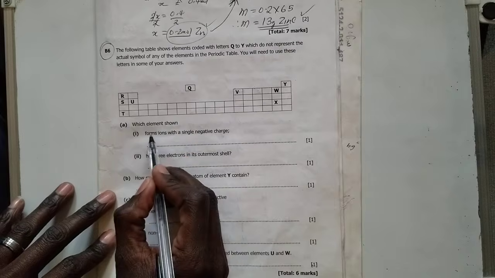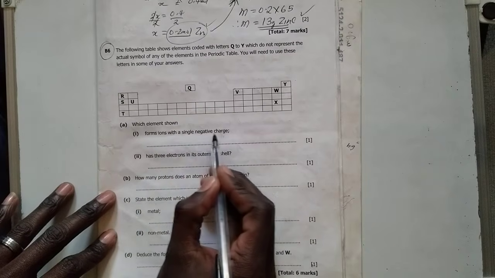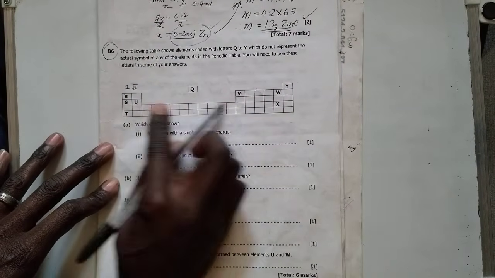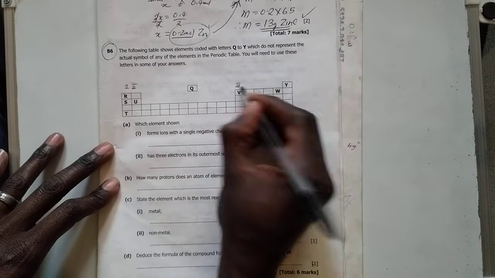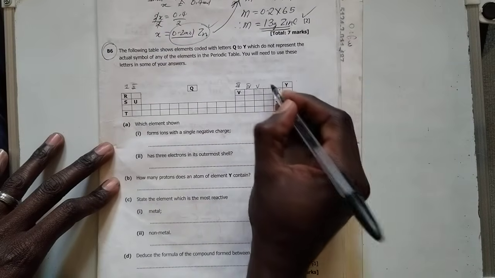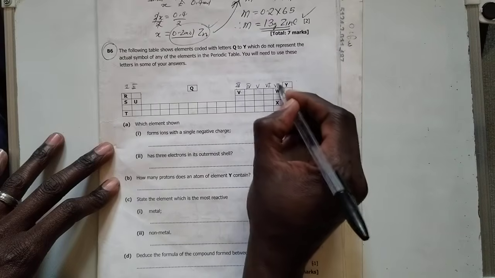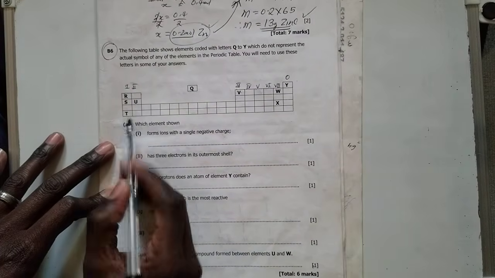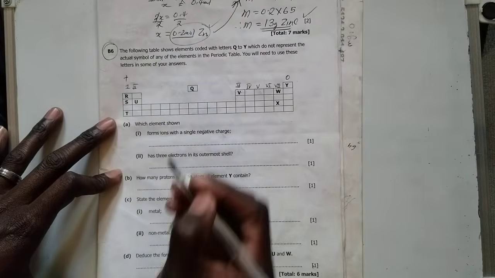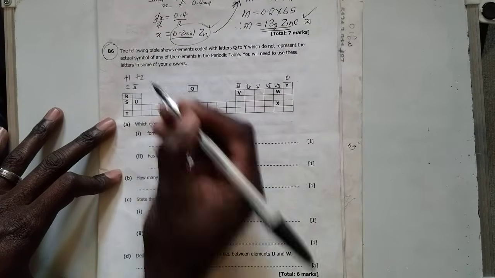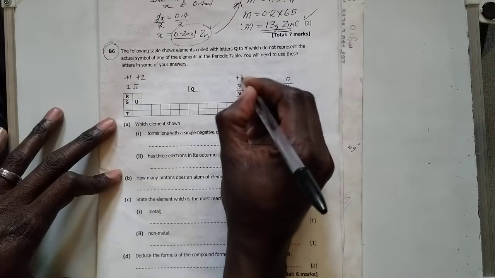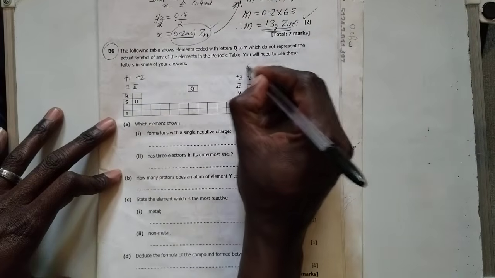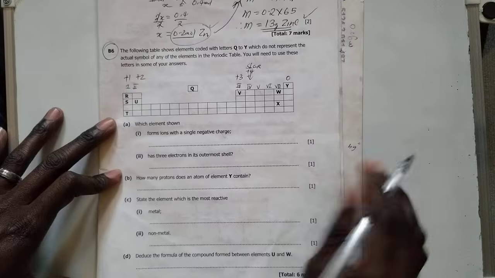It says which element shown forms ions with a single negative charge. Now one thing that you need to remember, this is group 1, group 2, this is representing transition elements, this is group 3, this is group 4, this is 5, 6, and that is representing group 7 and group 0 or 18. For those elements found in group 1, they have a valence of 1 and hence carry a positive 1. Those in group 2 carry a positive 2. Those in group 3 carry a positive 3. Those in group 4 love to share, but they may carry a positive 4.